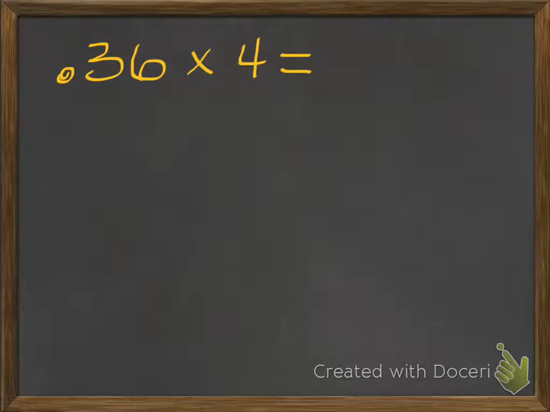We're going to actually use our regular algorithm to figure them out. You're welcome to use models if you want to, if that's helpful for you, but if it's not, if you can just use the regular algorithm, it'll probably be faster to do that. So we have 0.36 times 4. Go ahead and solve the problem, and we'll check it together in just a minute.